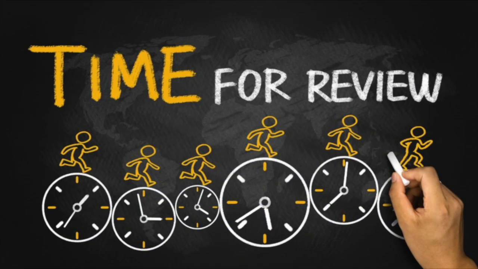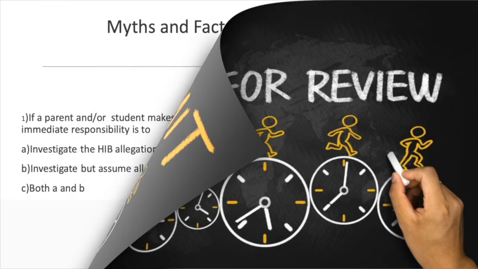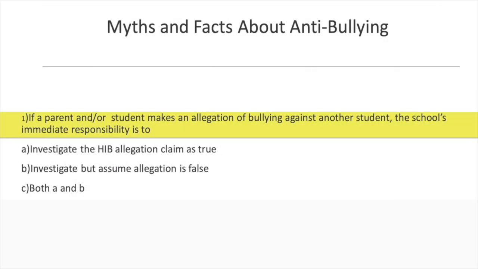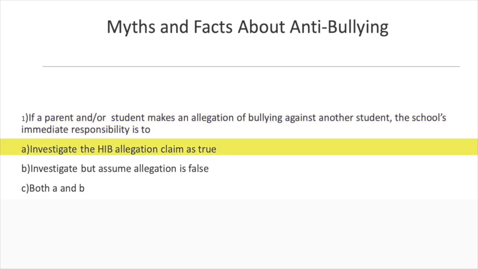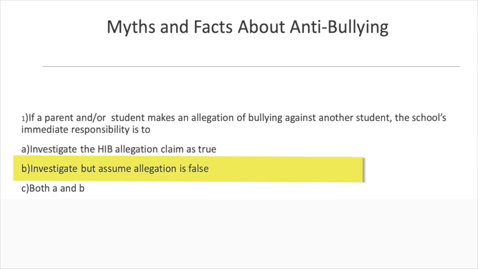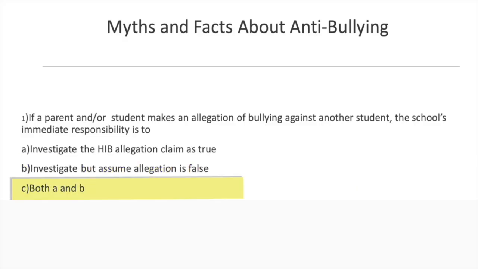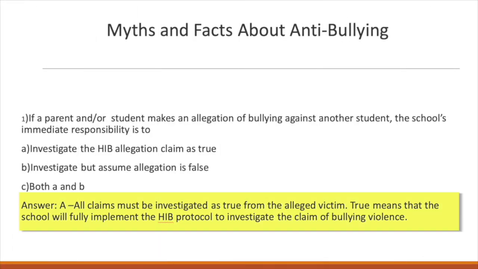Let's review some HIB scenarios and protocols. If a parent or student makes an allegation of bullying against another student, the school's immediate responsibility is to A. Investigate the HIB allegation claim as true. B. Investigate but assume the allegation is false. Or C. Both A and B. If you answered A, that all claims should be investigated as true from the alleged victim, you answered correctly.